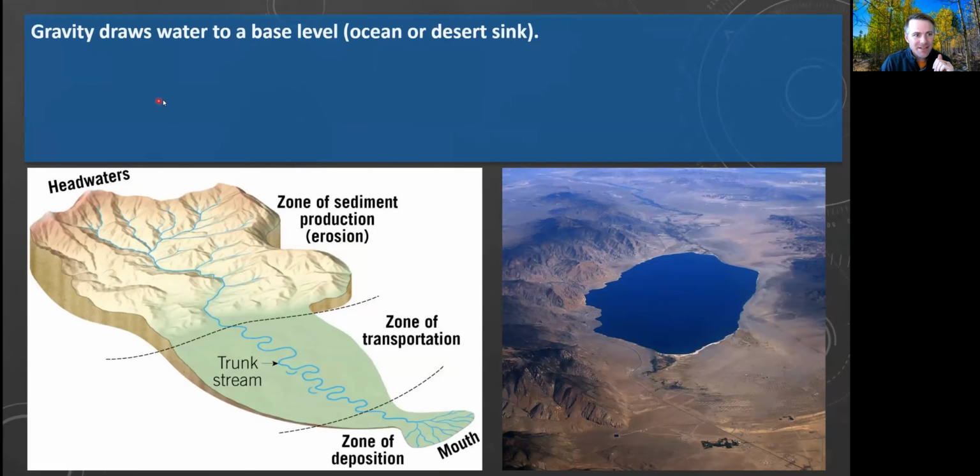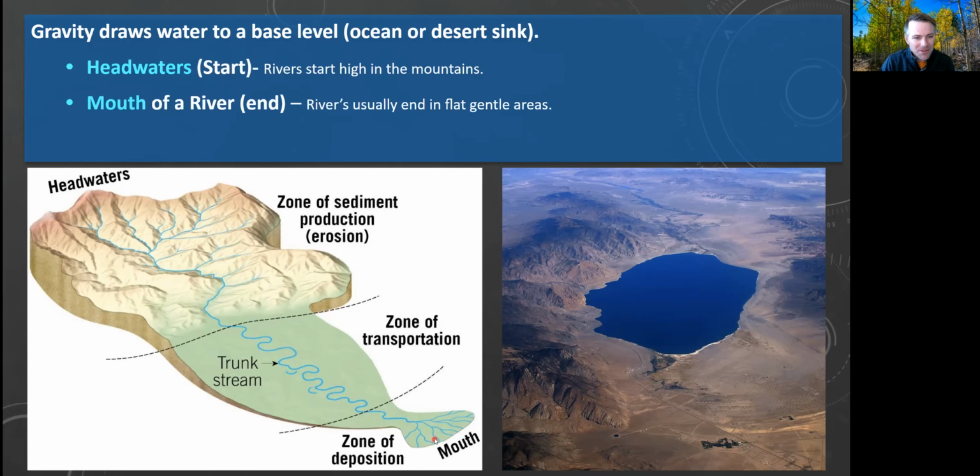So last thing that we'll talk about here, the last couple of things. Basically, gravity draws water to what we call a base level. So in most instances, it's going to be the ocean, or it's going to be what we call a desert sink, where it's below sea level, and once it gets there, the water can't go over the mountains, and it just kind of stays there. It stays sunk out in the middle of the desert. And so the headwaters is what we call the start of a river.